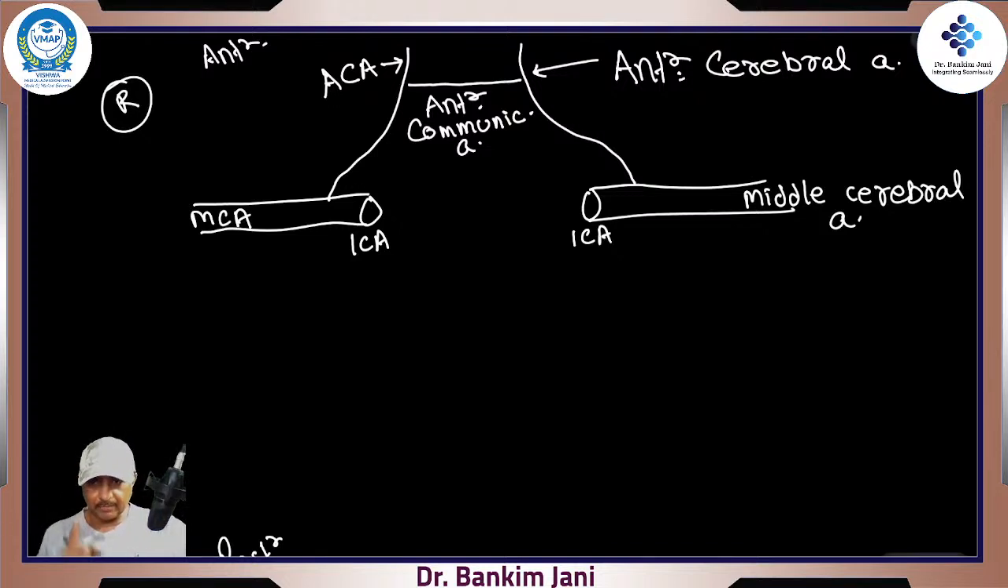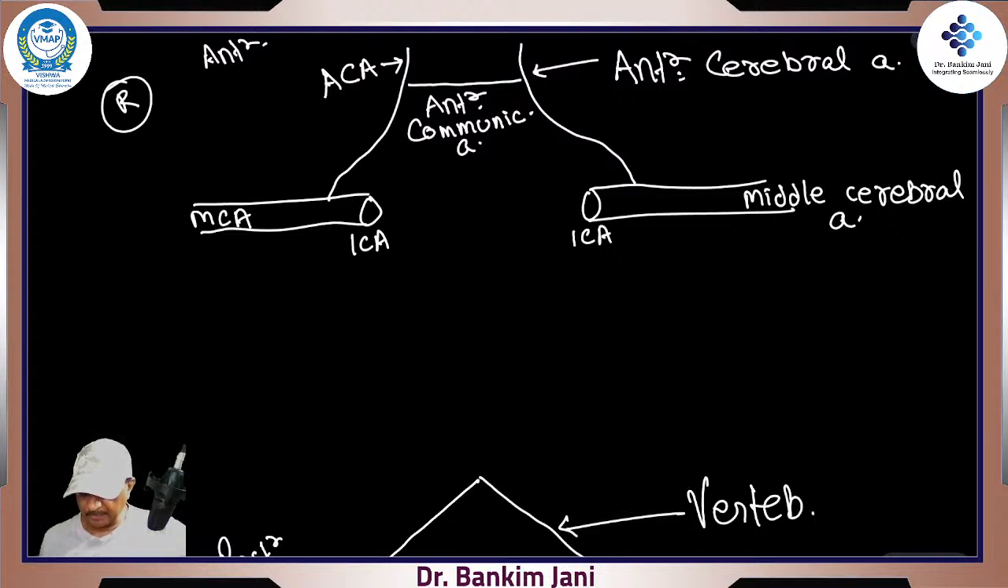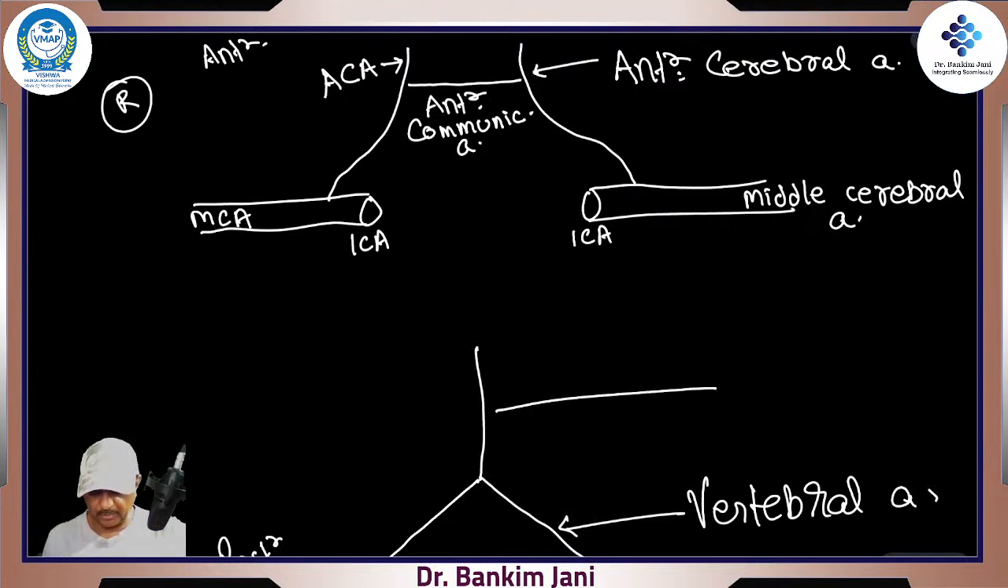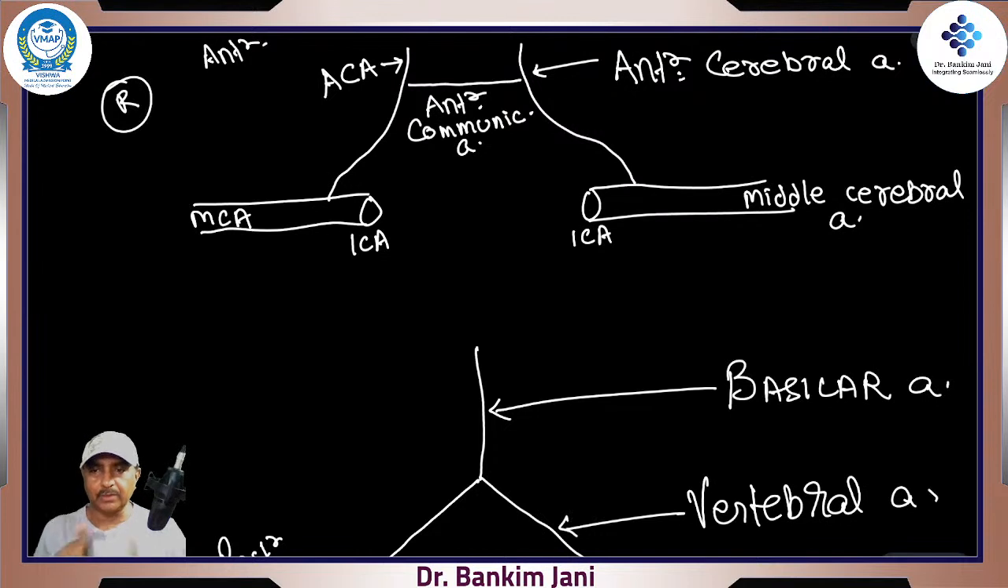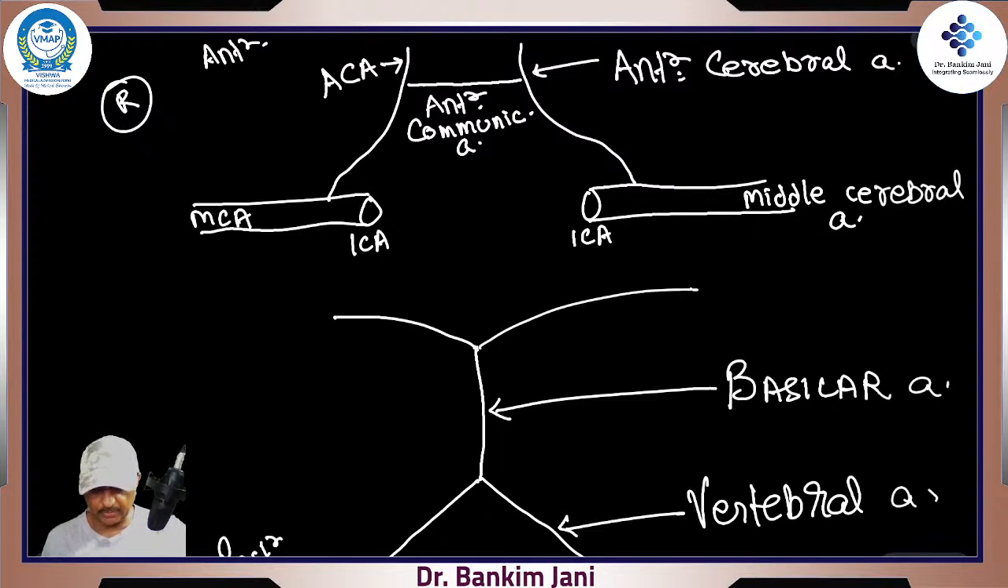Let's call our vertebral artery. So here is the vertebral artery. Here is another vertebral artery, right and left. We call this the vertebral artery. Both of them join together to form this one that is called the basilar artery. Now this basilar artery will divide. This is a big branch. It will divide, and that is the posterior cerebral artery.